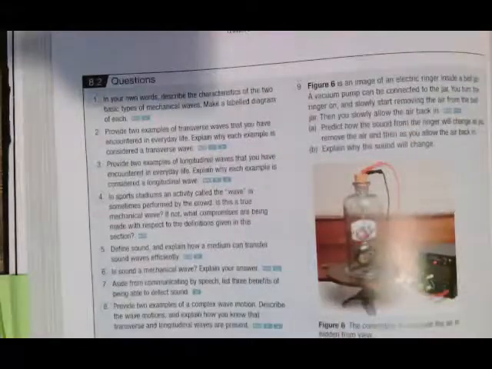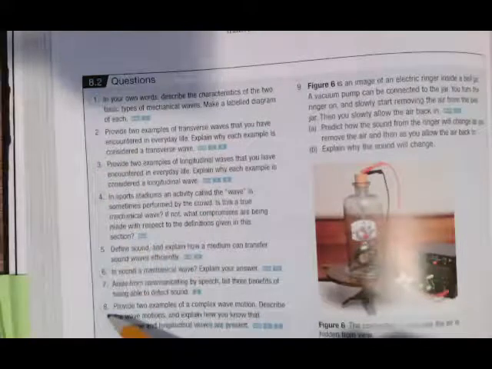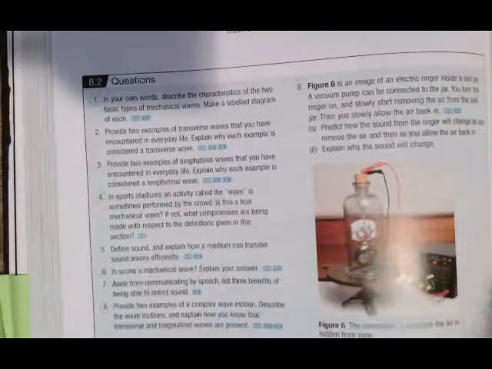All right, hey peeps. I'm just showing you the textbook here because of questions 4 and 8 to answer, and they're mostly kind of verbal.